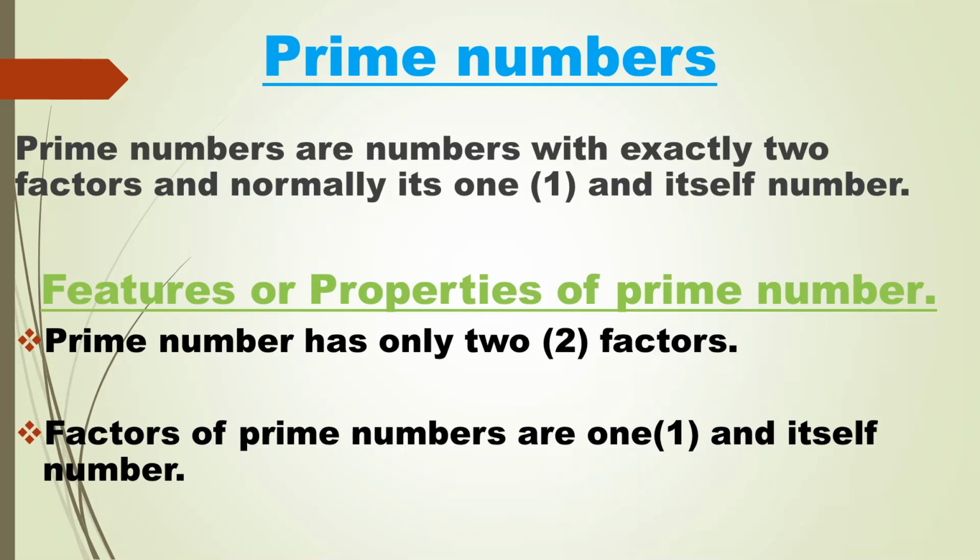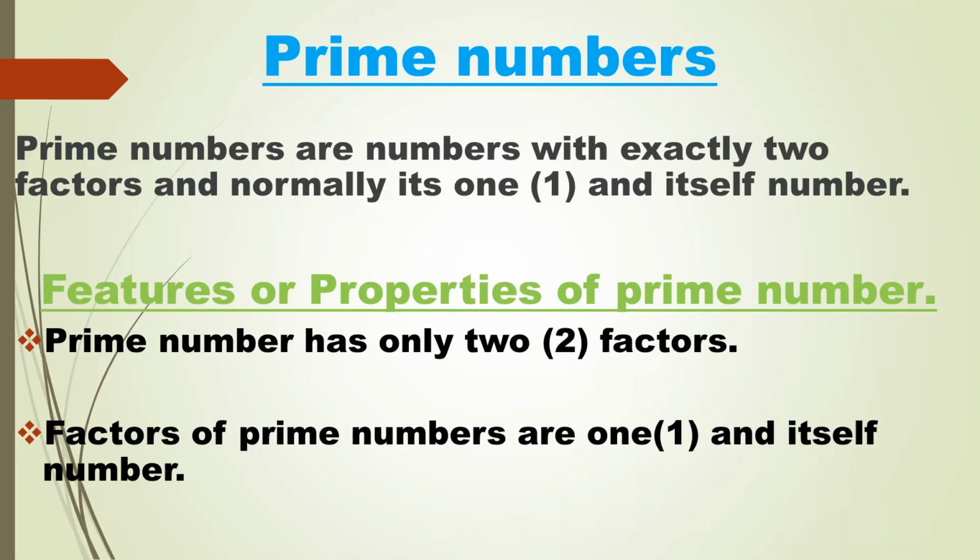Boom, those numbers that can divide a given number. Some are many, some are few, some are just 2, some are 3, some are 4. So those numbers are called factors.